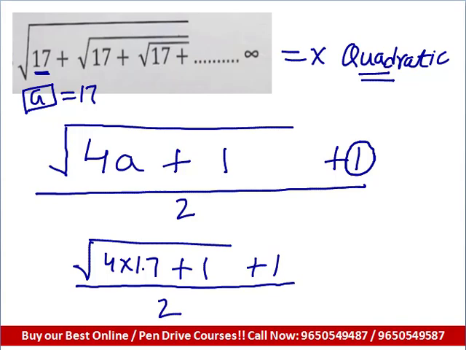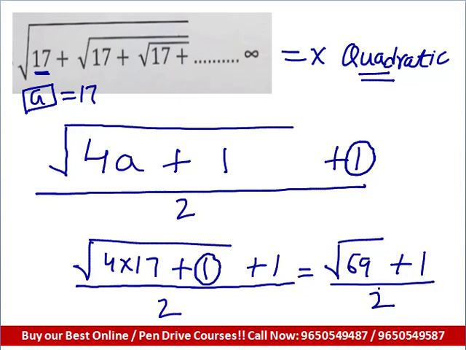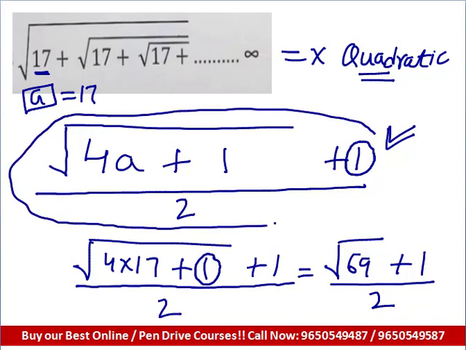So 17 4s are 68. 68 plus 1 becomes 69. So within the square root, it becomes 69. Square root of 69, and of course this 1 is getting added outside the square root, divided by 2. So the final answer, students, turns out to be square root of 69 plus 1, the whole divided by 2. And make sure you make a note of this particular shortcut, this direct result that I have given you, because you just cannot afford to make a quadratic equation in the exam. That will be very time consuming.